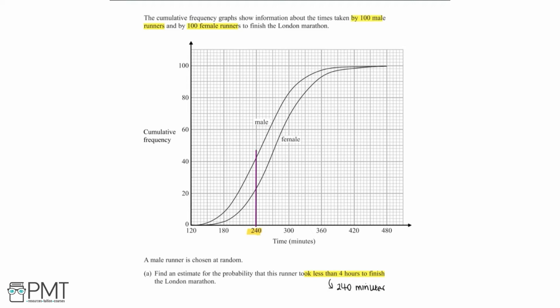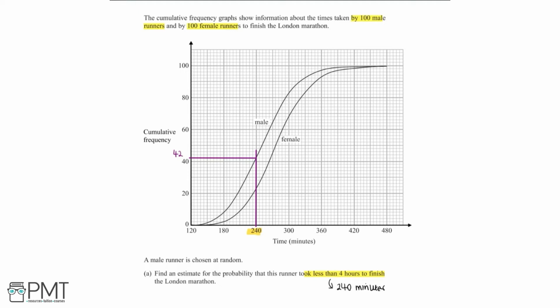Now that we've drawn this line, we want to find the cumulative frequency for the time taken by male runners. Taking a look at the cumulative frequency graph for the male runners, we can draw a horizontal line from the point at which our vertical line meets the graph. Based on our graph, at 240 minutes, the cumulative frequency for the male runners is equal to 42. This means that 42 runners took less than 4 hours to finish the London Marathon, but remember that this isn't our final answer.